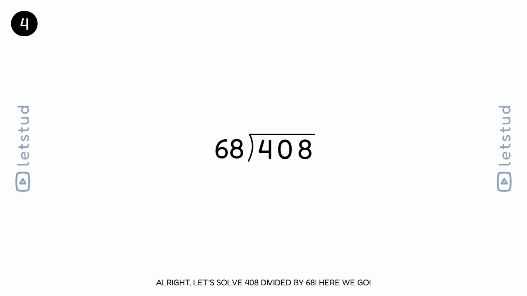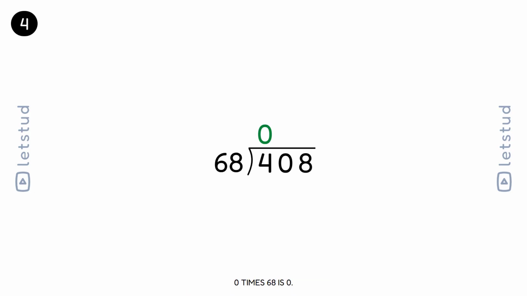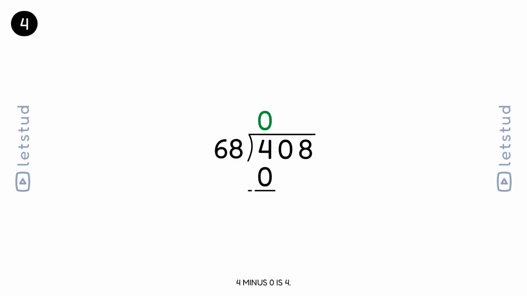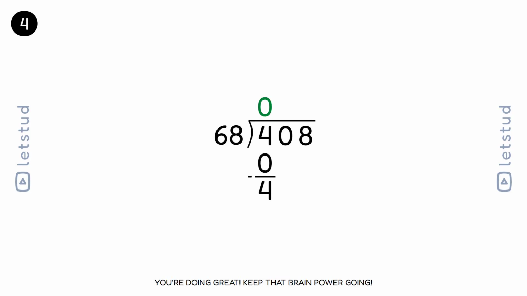Here we go. We start with the first digit, 4. 68 does not fit into 4, so it's 0 times. 0 times 68 is 0. 4 minus 0 is 4. You're doing great. Keep that brain power going.